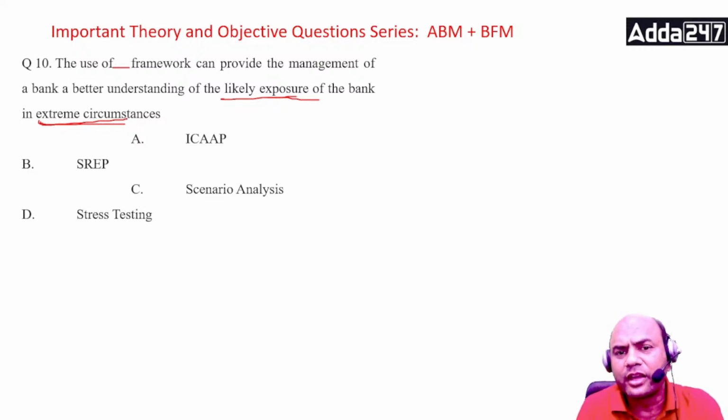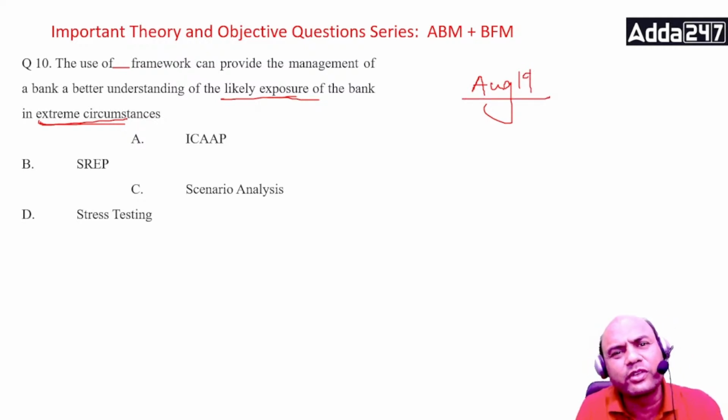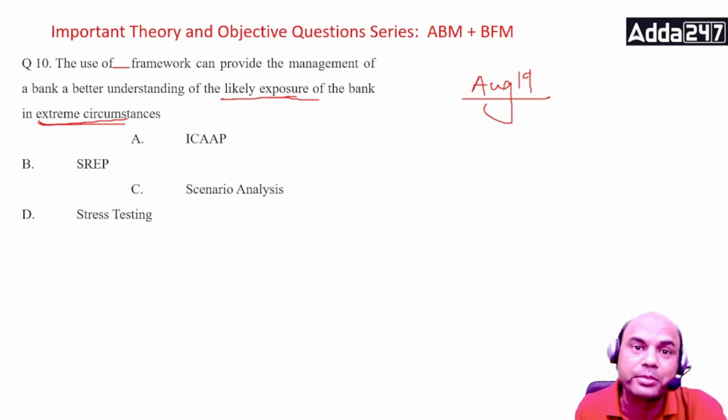For example, if I had asked you in August 2019, do you think the world will stop for the next 2 years? No, you would have called me a fool. How can this happen? Nothing can happen. Can the whole world stop? No. But what happened? It stopped. 2020 COVID, 2021 COVID, the whole world stopped. So these are extreme situations which have not been seen up till now. They can happen. This is called stress testing.